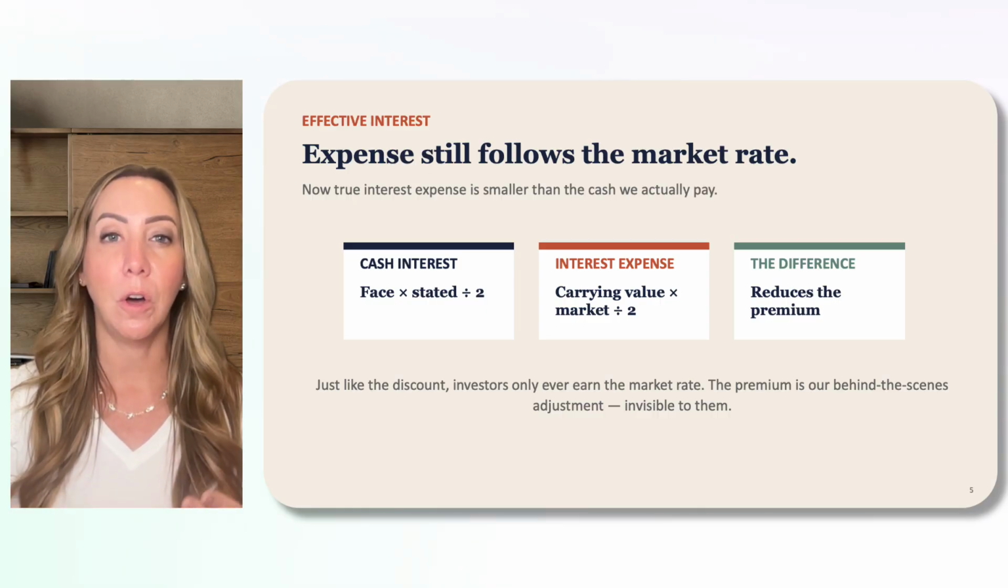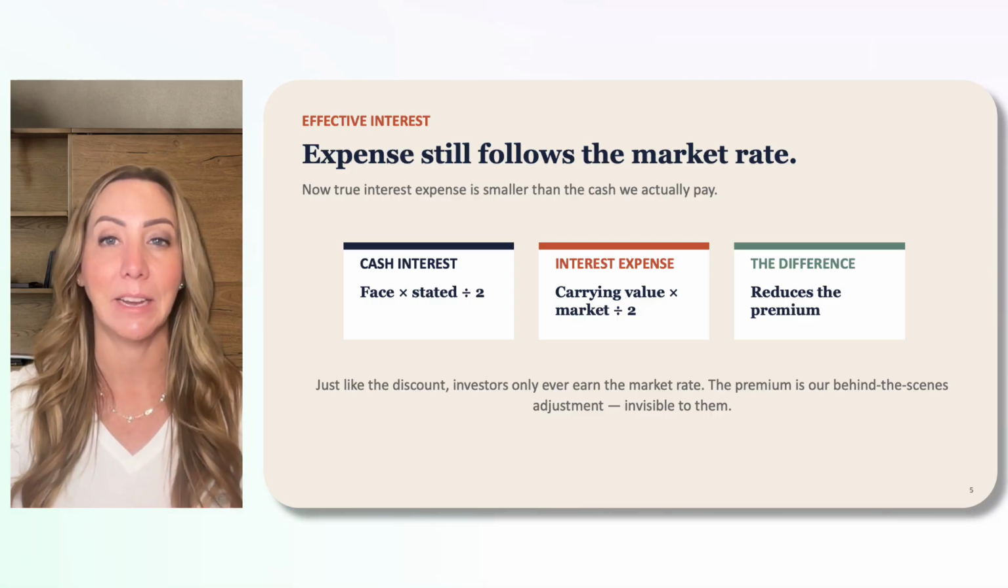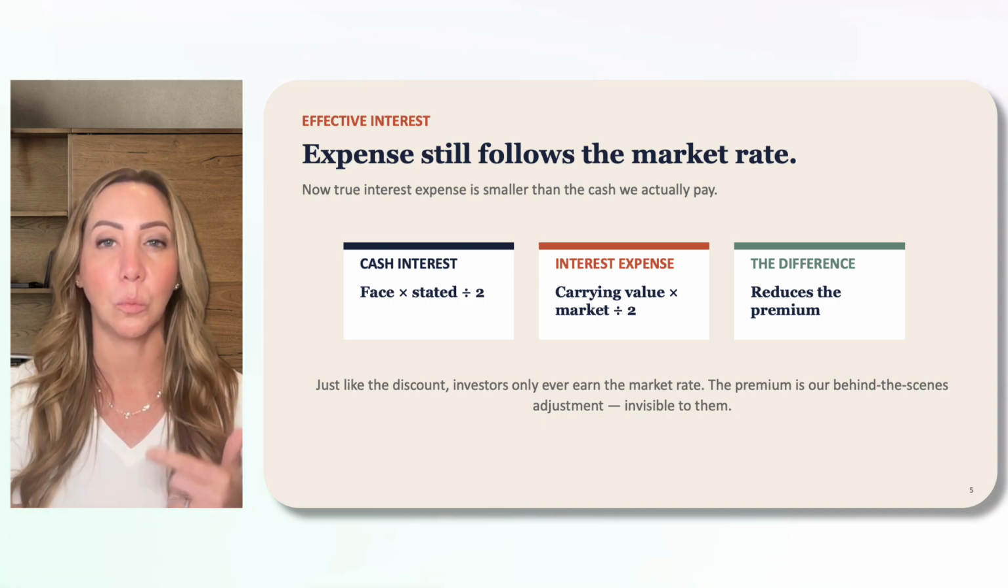Here's why. You'll recall that the cash interest is based on the stated rate, which is now too high, but the true expense is based on the market rate applied to the carrying value, which is lower. So this time, interest expense is smaller than the cash we pay out every period. The difference between them is the reduced interest we talked about, and it draws down the premium. It gets subtracted from the carrying value, pulling it toward face.